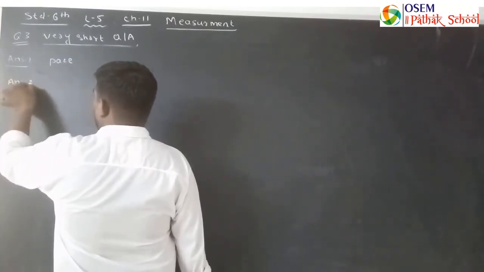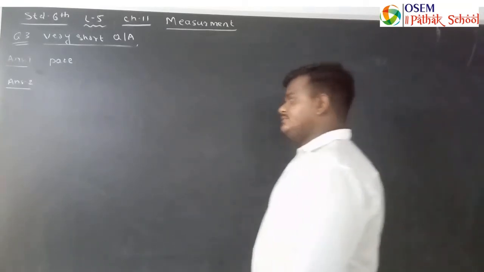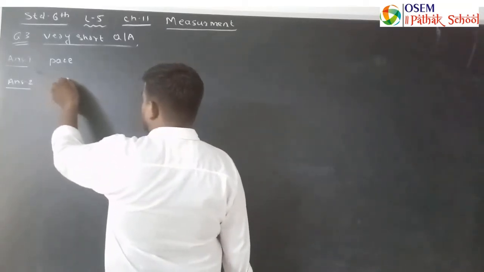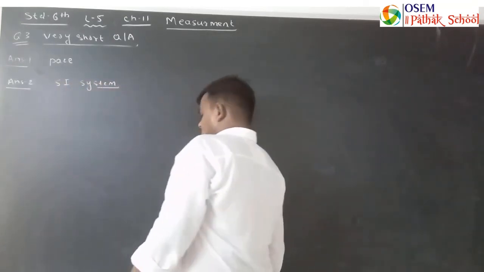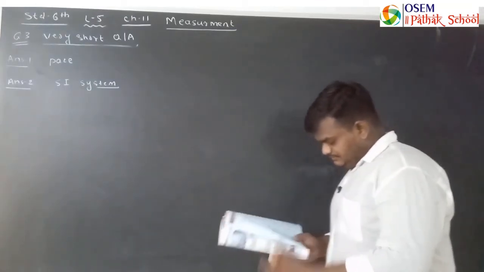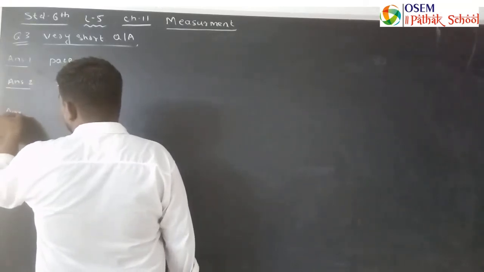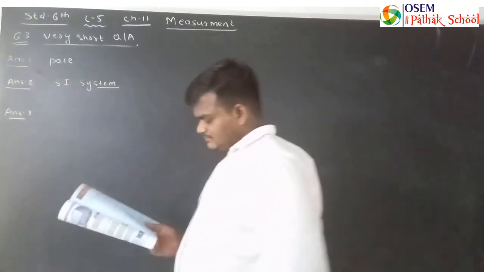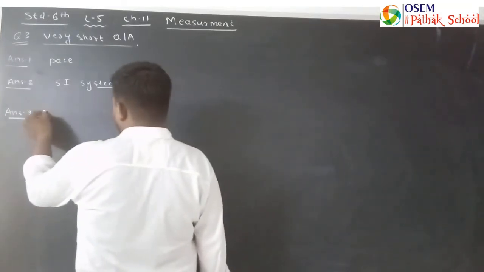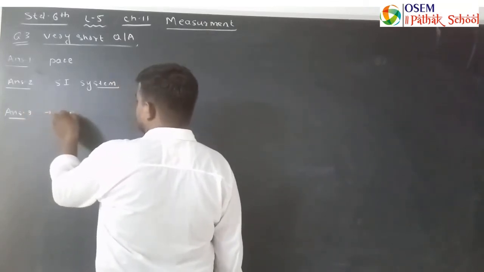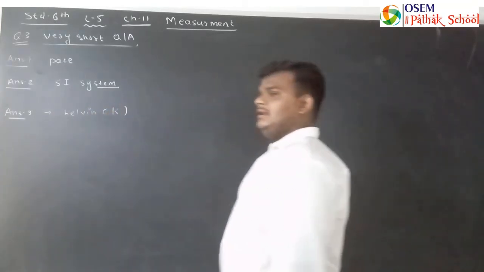Answer number 2, the system of standard units. So SI system. SI system is the system of standard units. Question number 3, the SI unit of temperature is Kelvin, represented by capital K.